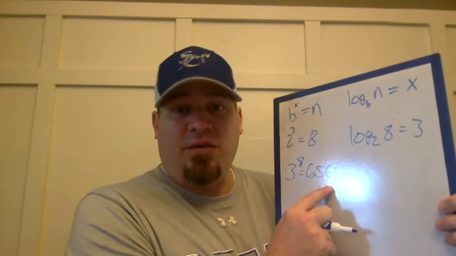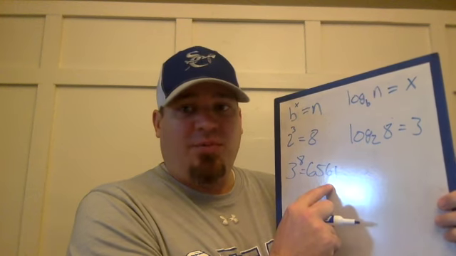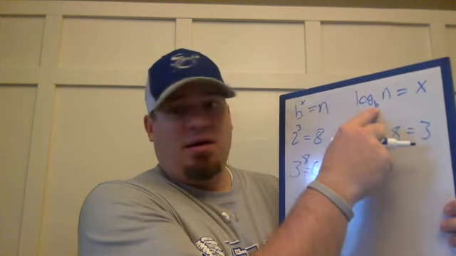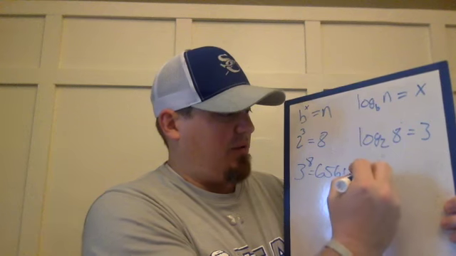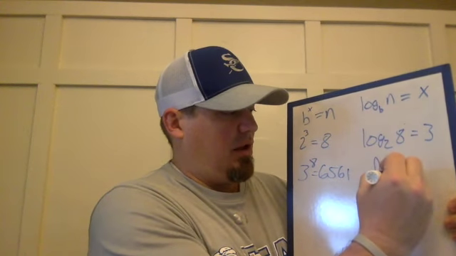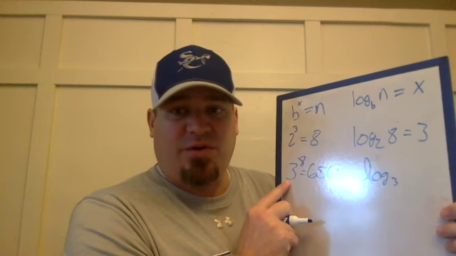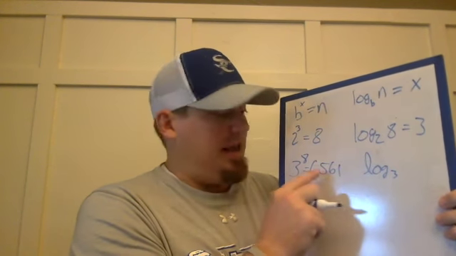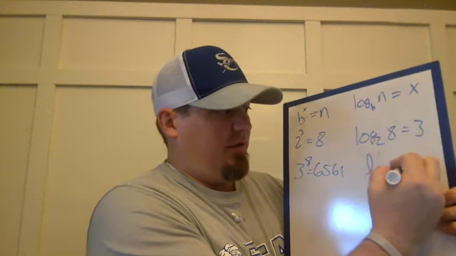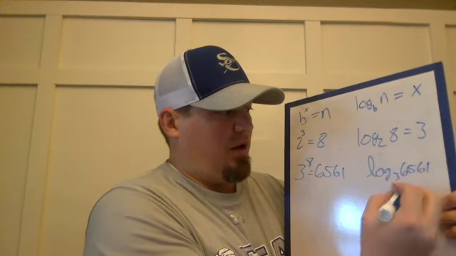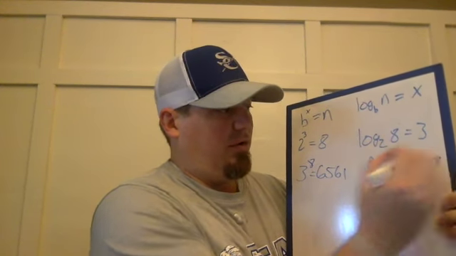Okay, and when I rewrite that as a logarithm, I simply replace the b as the base of the logarithm. So I write log base 3, because the base of the exponential function was 3, of the answer of the problem, 6561, equals 8.